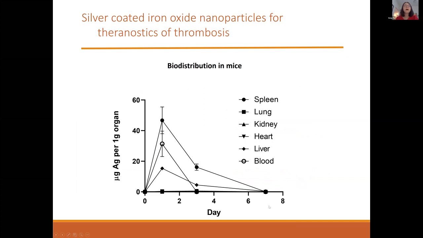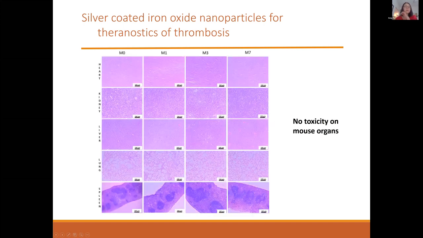And we show that the particles do not remain long in the body. So you can see after 1 day of injection, the particle had high accumulation in the spleen, the blood, and the liver, but we cannot detect it in the kidney or the heart, only a very low amount. But after 7 days, you can see the level of the particle in spleen, liver, and blood reduced to baseline level. And we also proved that the particles are biocompatible in mouse organs.